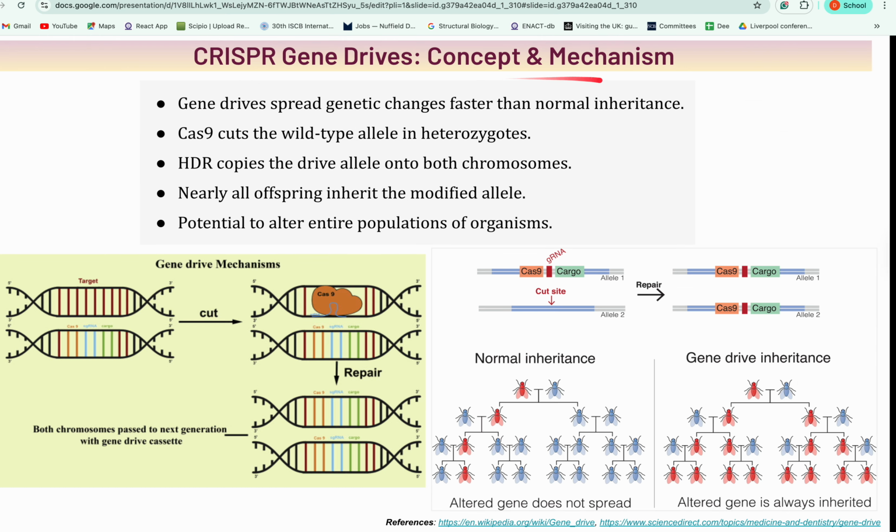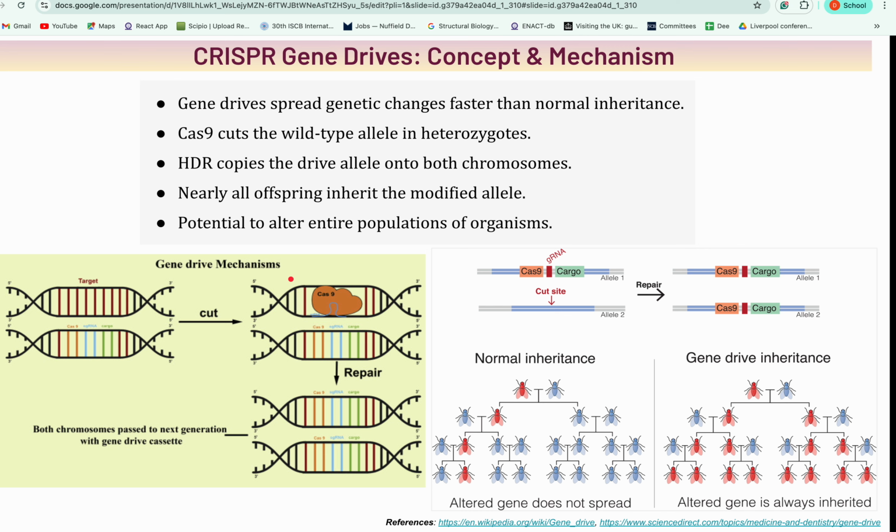CRISPR gene drives. So we'll talk about what CRISPR gene drives are. Gene drive means spreading genetic changes faster than normal inheritance. Cas9 cuts the wild type allele in the heterozygotes. Homology-directed repair copies the drive alleles onto both chromosomes, and nearly all the offspring inherit the modified allele, with the potential to alter the entire population of an organism. This is referred to as the gene drive mechanism.